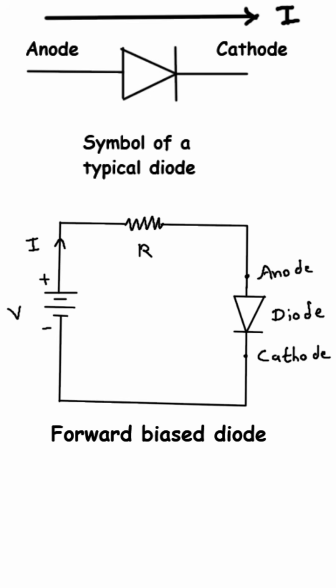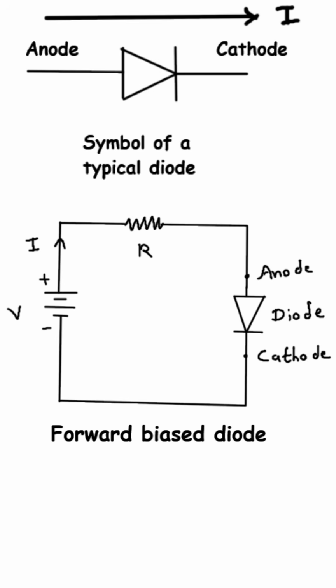That's because the forward voltage from the battery overcomes the barrier potential of the diode, which is typically around 0.7 volts for silicon diodes and 0.3 volts for germanium diodes. In the circuit, there's also a resistor labeled R, which plays an important role. It limits the amount of current flowing through the diode and the entire circuit. Without this resistor, too much current could flow when the diode starts conducting, potentially damaging the diode or other components.